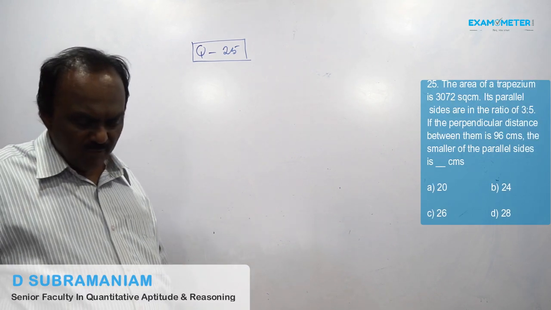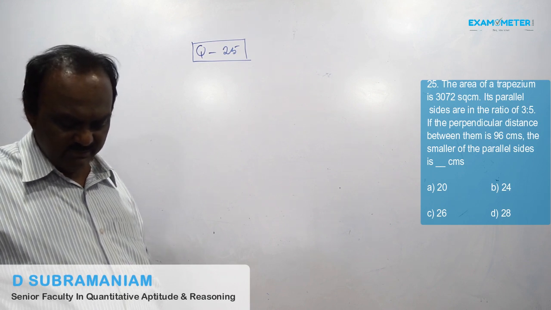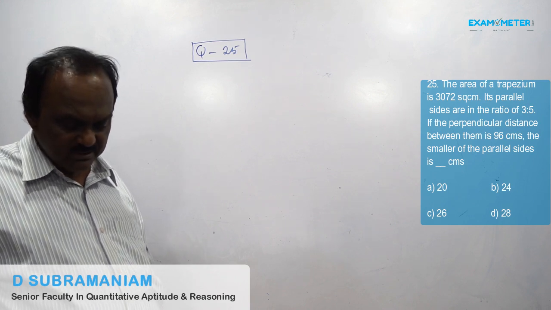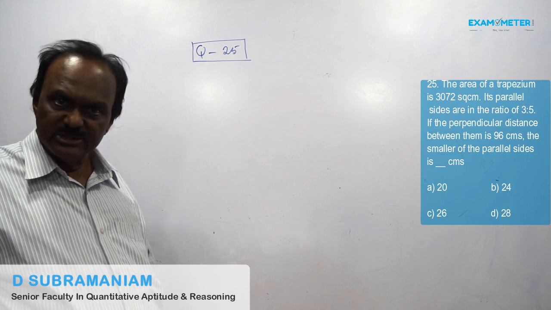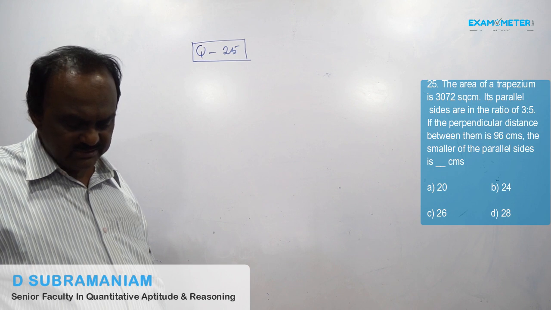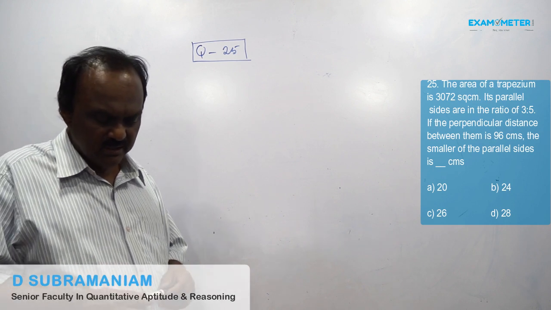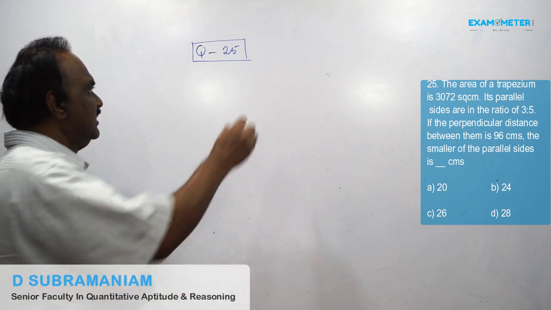The area of a trapezium is 3072 square centimeter. Its parallel sides are in the ratio of 3:5. If the perpendicular distance between them is 96 centimeters, the smaller of the parallel sides is how many centimeters?